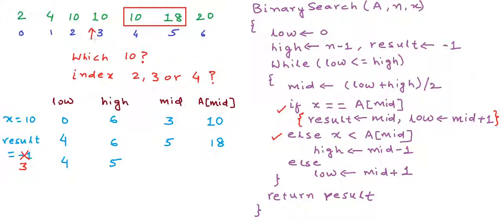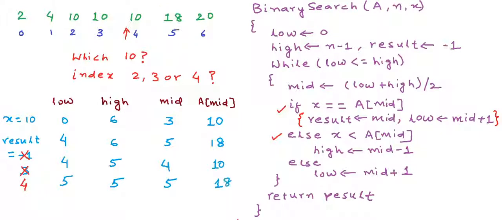Now mid would be 5 plus 4 upon 2, and if we take only integral part, then it is 4. A mid would be 10. So once again we come to the condition when x is equal to a mid. So we modify result to the new index 4, and we modify low to mid plus 1. So low becomes 5, high becomes 5. So far the highest index of 10 that we have found is 4, and our search window is now only index 5. So mid would also be 5 and a mid would be 18.